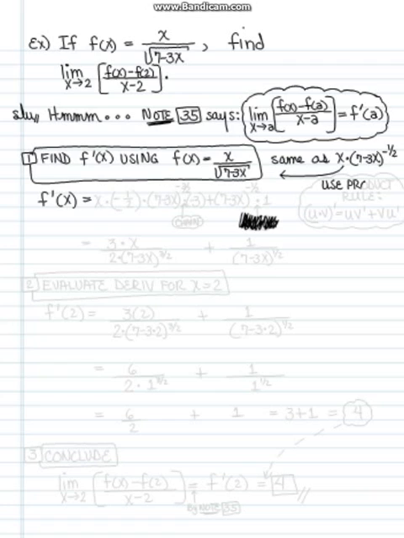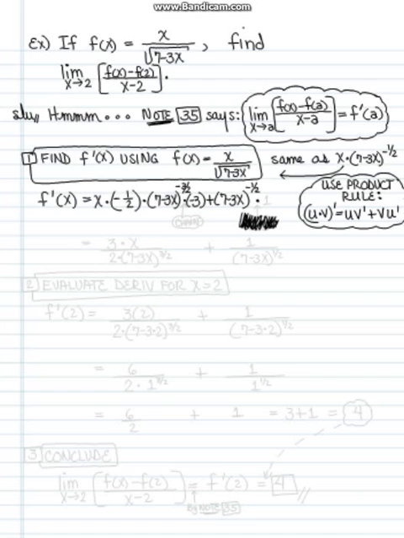Let's remember what the product rule looks like. It's u times v prime equals u v prime plus v u prime. Okay, applying that here, we've got the first, x, times the derivative of the second. So we'll use the power rule. 7 minus 3x to the negative 1/2 minus 1 is negative 3/2. And then hit it with a negative 3 because we have to apply the chain rule here.